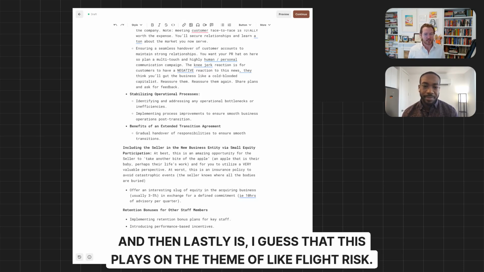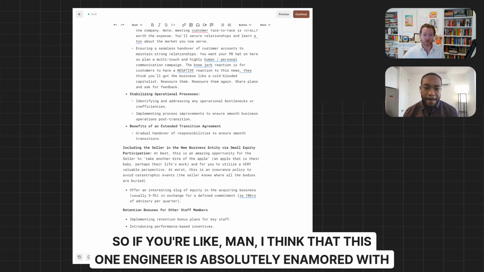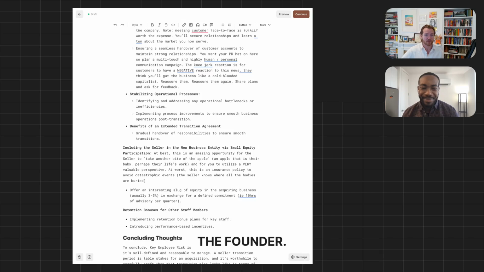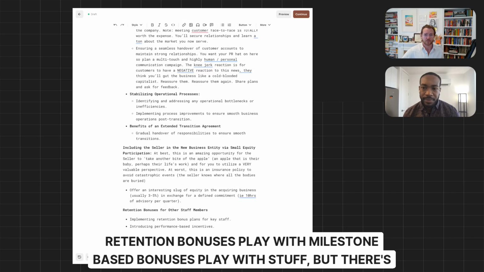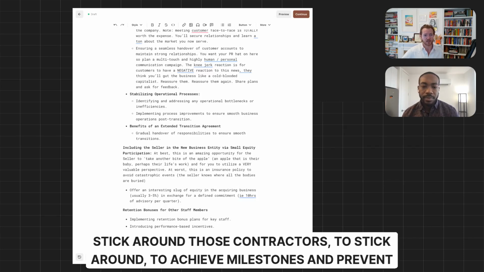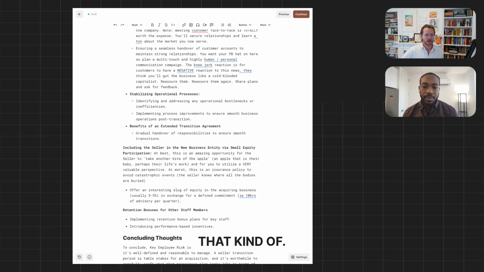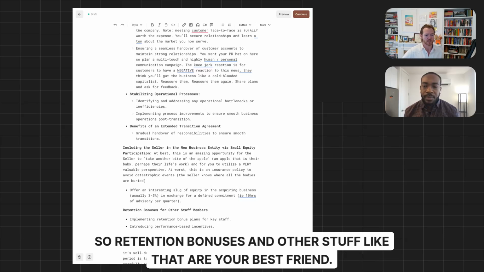And then lastly, I guess this plays on the theme of flight risk. So if you're like, oh man, I think that this one engineer is absolutely enamored with the founder, and if the founder bounces, we might lose this engineer. Play with retention bonuses, play with milestone-based bonuses. There are a lot of different mechanics available to you to incentivize those employees and contractors to stick around, to achieve milestones and prevent that contagion, right? Where if one person leaves, all of a sudden everybody bounces because they were there because of that one human. So retention bonuses and other stuff like that are your best friend.